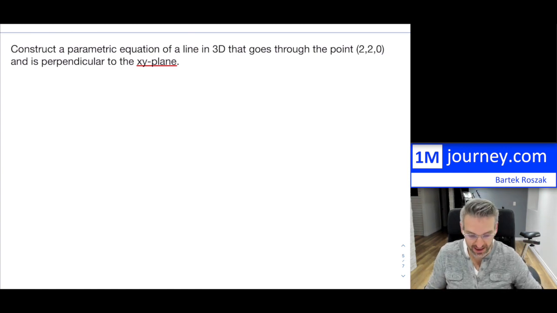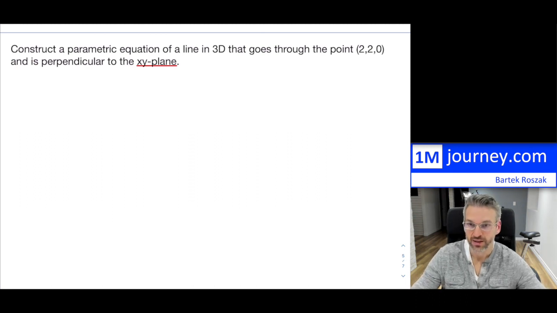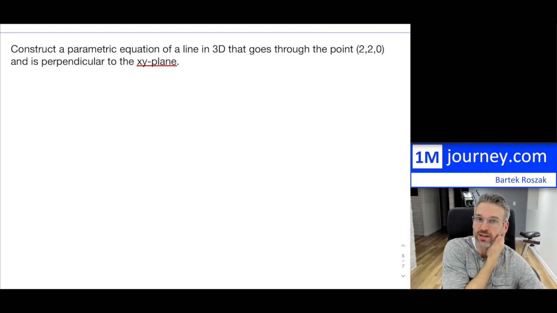Now, the first of the two examples I have for you: construct a parametric equation of a line in 3 dimensions. So we are now in 3 dimensions. It goes through the point 2, 2, 0 and is perpendicular to the xy plane.